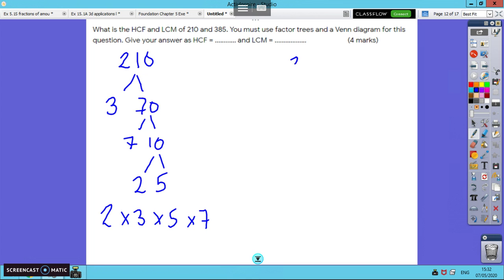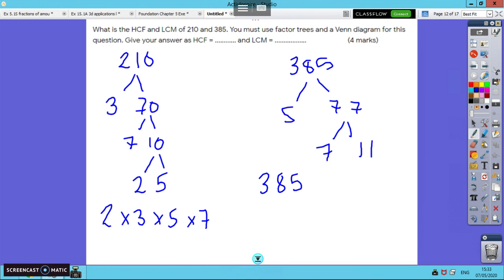Let's do 385 over here. Now, splitting 385, I'd divide it by 5 first, but that's just me. I'd do a bit of long division there. Okay, 5 into 38 is 7 times, remainder 3, 35 is 7, so 77. And I split that into 7 and 11. Okay, so 385 was 5 times 7 times 11.